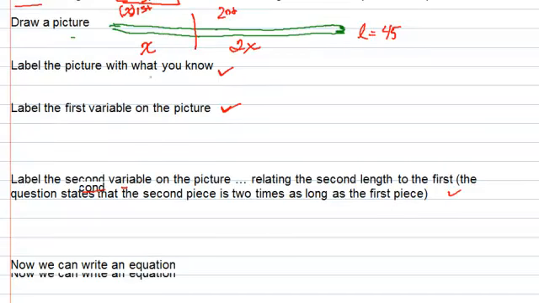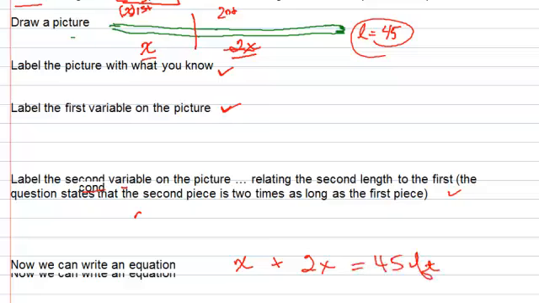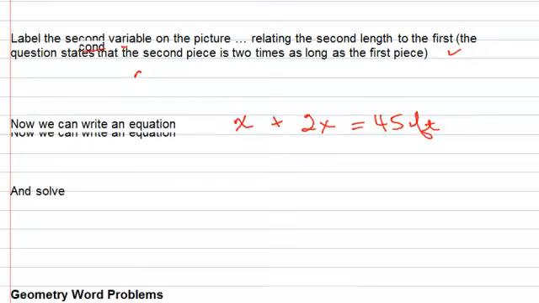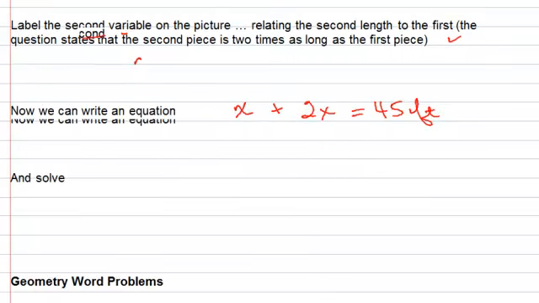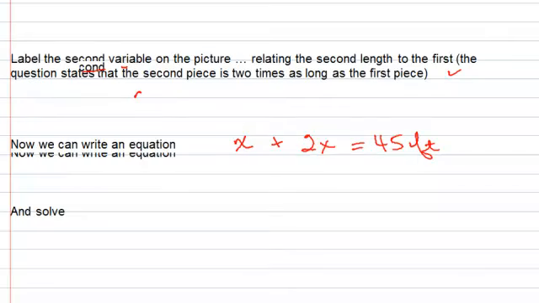So the equation is, we know that this is x, we know that this is 2x, and we know that the total length is 45 feet. So we have x as the first piece plus 2x as the second piece is a total of 45 feet. And now all we have to do is solve. So we combine like terms, divide out the coefficient.